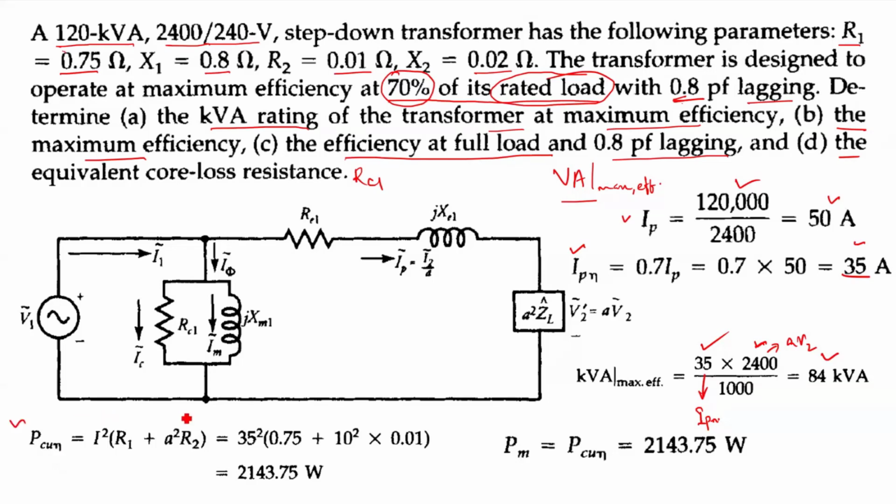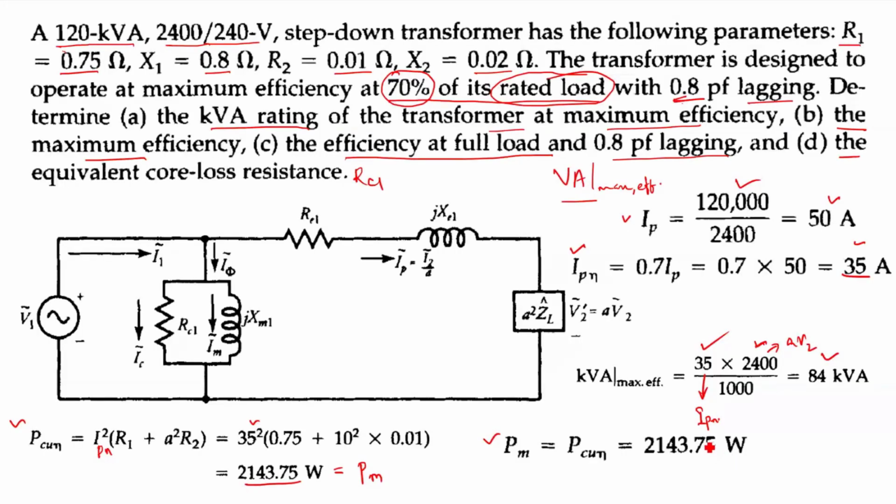Similarly, the copper loss under this maximum efficiency condition will give me I_P eta squared into R1 plus a squared R2. a is 10, right? 2400 by 240, that is 10. So 35 squared multiplied by 0.75 plus 10 squared into 0.01 gives me the copper loss. So under maximum efficiency condition, your copper loss is equal to the magnetic loss. So I can write here that copper loss is equal to the magnetic loss. Therefore P_M equals P_CU eta, that is equal to 2143.75 watt.